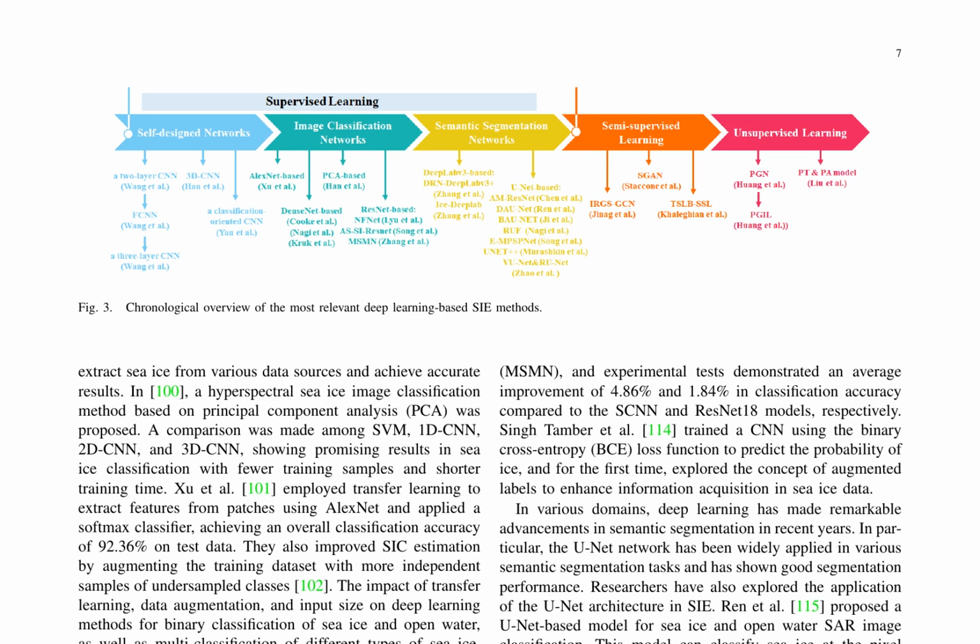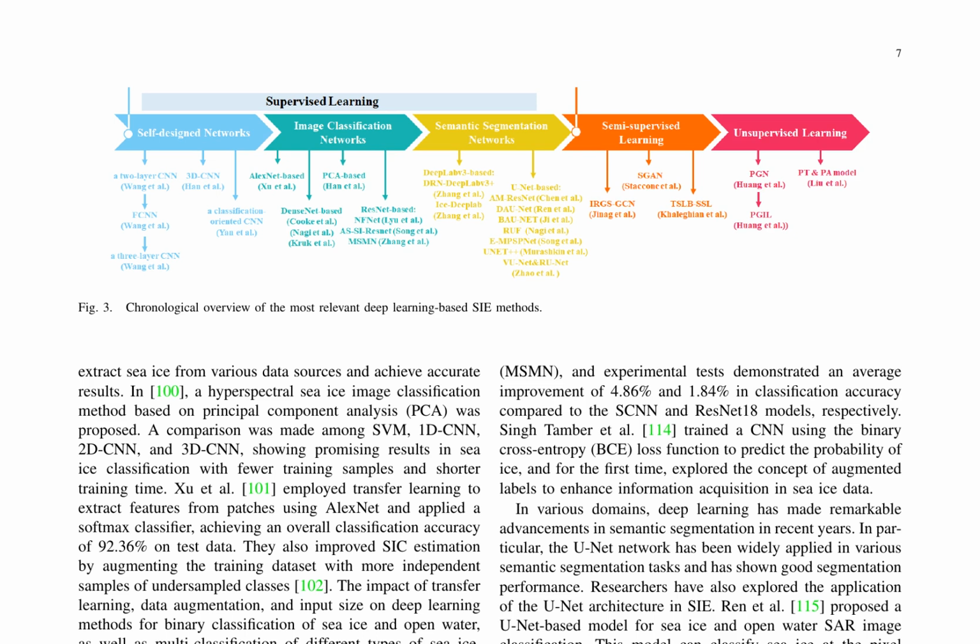This paper chronicles the development of various deep learning models applied to SI, including principal component analysis, PCA, support vector machines, SVM, 1D CNN, 2D CNN, and 3D CNN. These models have shown promising results in classifying sea ice and open water from SAR images, with improvements in both accuracy and reduced training time. The use of transfer learning, data augmentation, and input size on deep learning methods for binary classification of sea ice and open water, as well as multi-classification of different types of sea ice, is also explored.